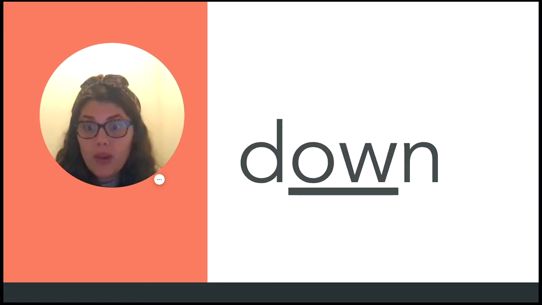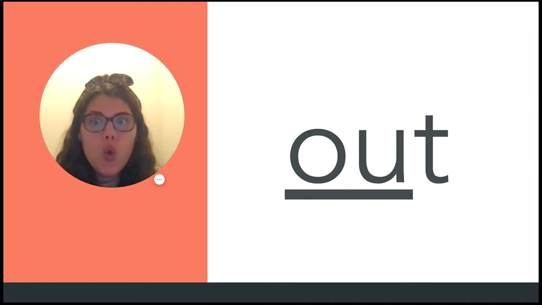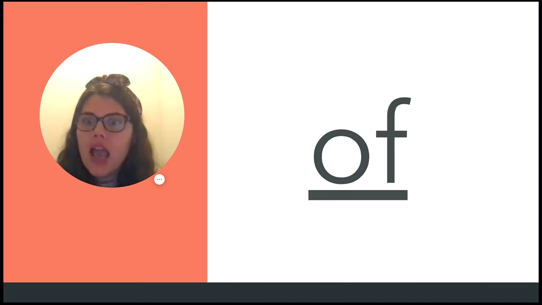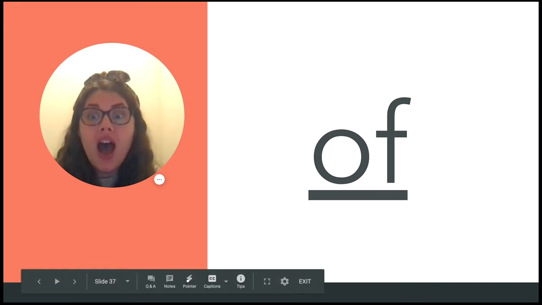Keeble Cubs, do you remember what this tricky word is? It's down. Good job. What about this one? Out. This is the word out. Good job, friends. And what about this one? Do you remember what this tricky word is, Keeble Cubs? This is the word of.